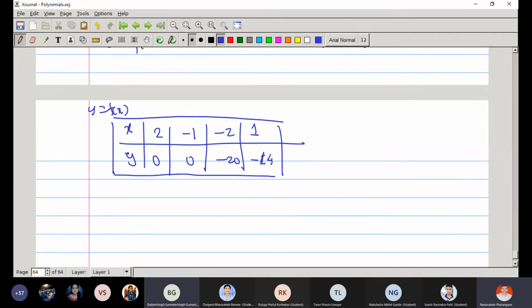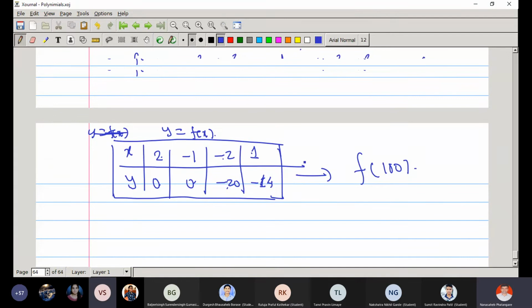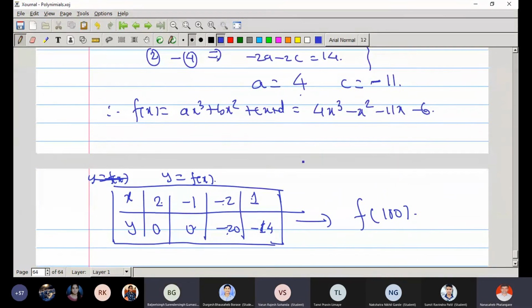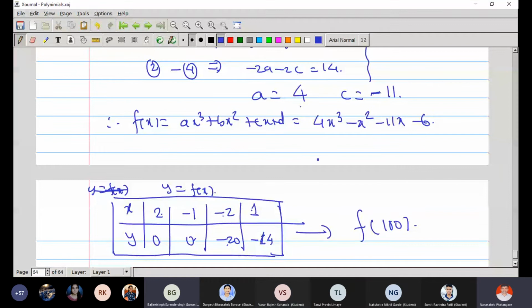What is my y? Y is the value of function at x, or y is the value of polynomial at x. Then this data was given. The value at 2 is 0, value at minus 1 is 0, value at minus 2 is minus 20 and at 1, this data is given. From that we have found the polynomial function using this data. Now what is the use of it? Can you predict the value at 100? Is it easy to predict now? X is equal to 100. Right, so this is called interpolation.